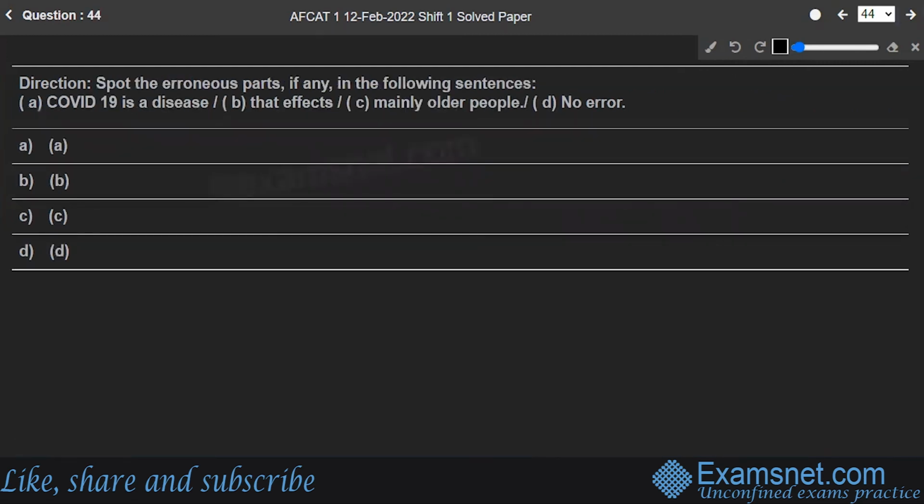Question number 44. You have to spot the erroneous part, if any, in the following sentences. COVID-19 is a disease that affects mainly older people, or it is having no error. See, over here, let's read it again. COVID-19 is a disease that affects mainly older people.